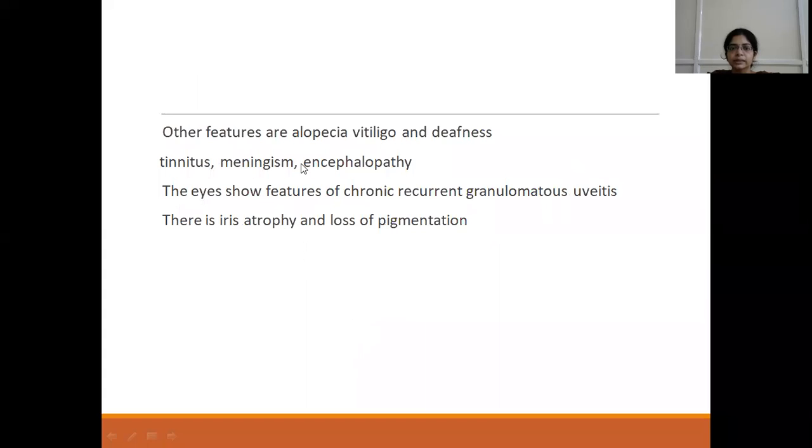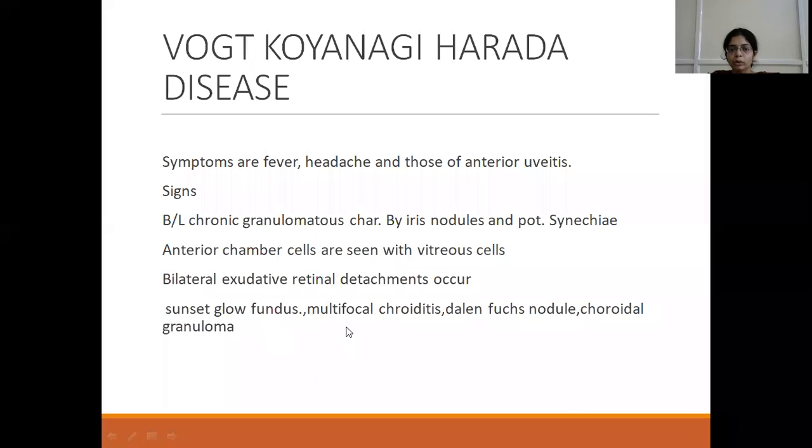So again, as I've said, alopecia, vitiligo, poliosis, deafness, tinnitus, signs of meningeal irritation, granulomatous uveitis, and suppose it's a chronic case, there will obviously be iris atrophy in the anterior segment. In the posterior segment, obviously you can have complications like cataract and so on. So sunset glow fundus is an important term here, and exudative retinal detachments can also occur.